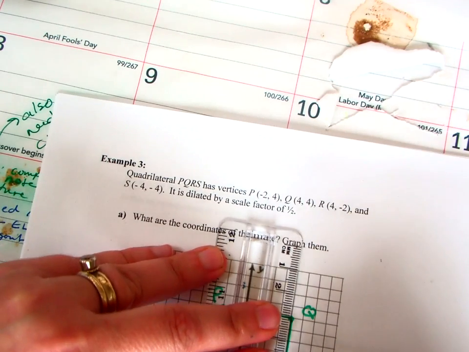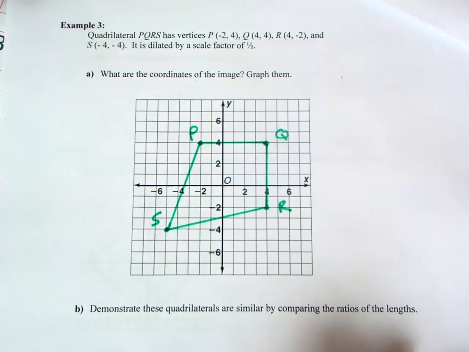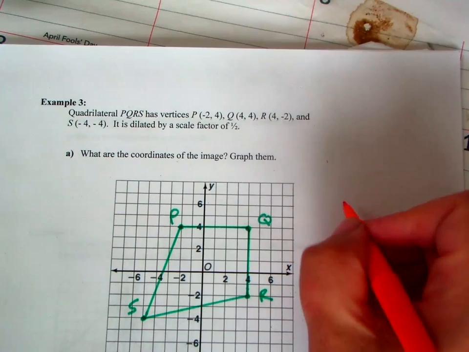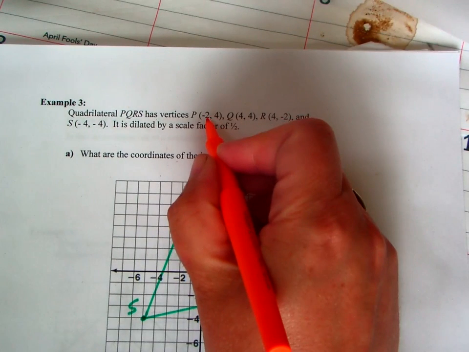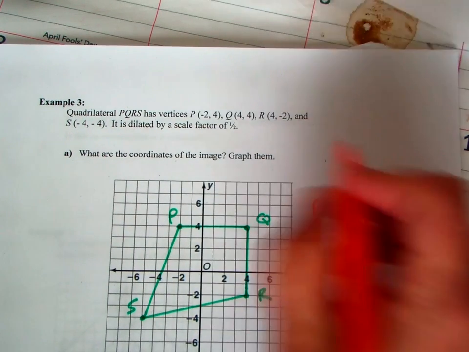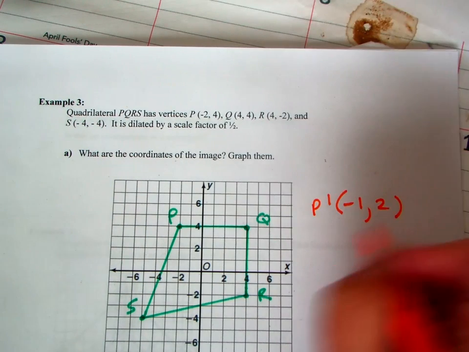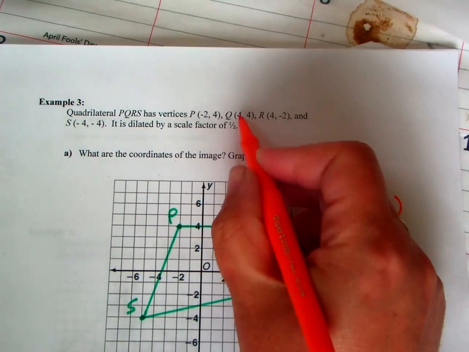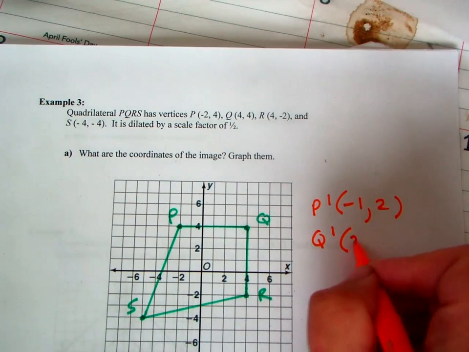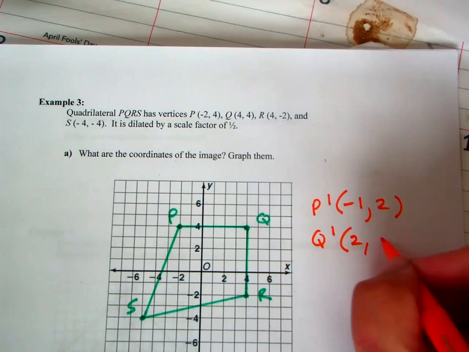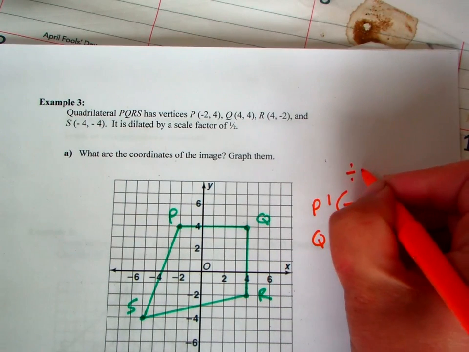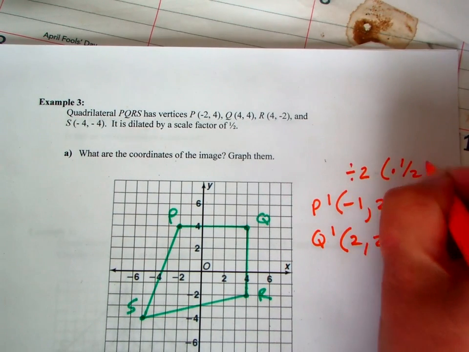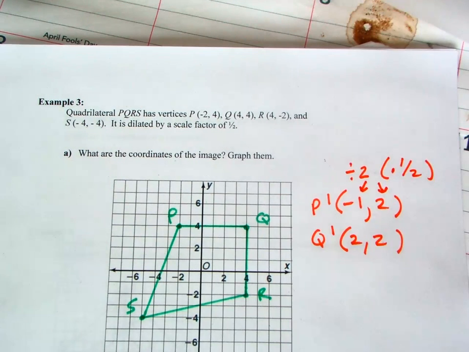And I like dilations because they can make different size shapes. So it's dilated by a scale factor of 1/2. So we can think about multiplying those each by 1/2. So we're going to do P prime. If I multiply negative 2 by a half, or divide it by 2, it's going to be negative 1. 4 divided by 2 is 2. Q prime: 4 divided by 2 is 2 again. Divide this one by 2, 2. So in each case, I'm dividing by 2 or multiplying by a half. That's me showing work.